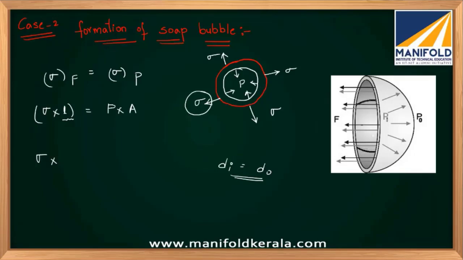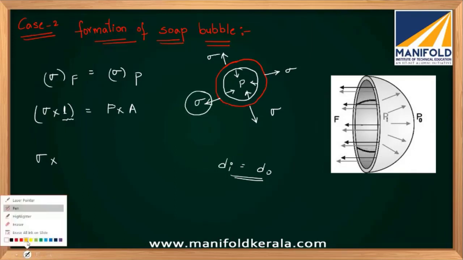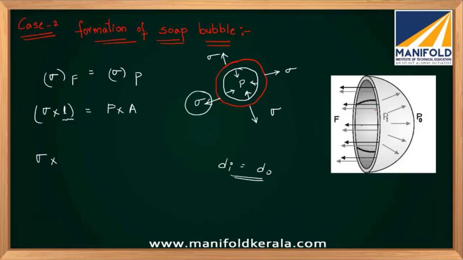I have given you the diagram in the PPT, so that you can see the interface. See the thickness of the bubble, very, very little. There is some pressure force and surface tension force. That thickness is neglected, so inner diameter will be equal to outer diameter. So I'll say 2 pi d, that is 2 times the circumferential length. P into area is pi by 4 d square.